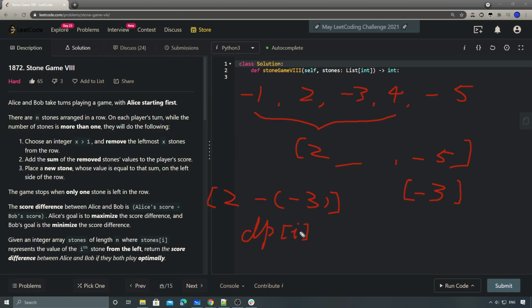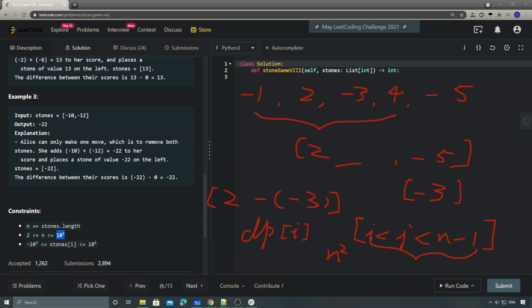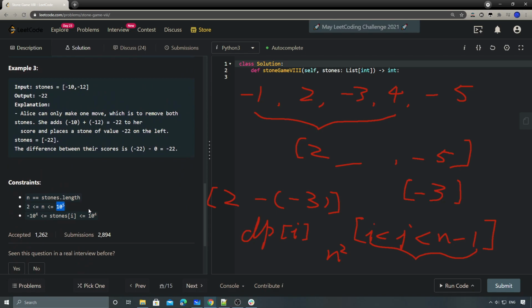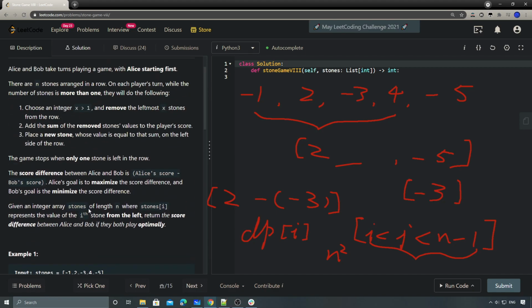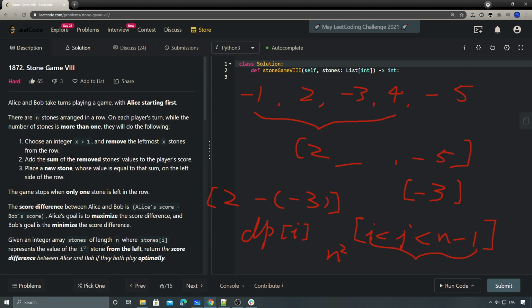So the naive solution will be, starting from i, we'll try all the possible j, between i and n minus 1, something like this. Then we'll take the maximum value of all of them. That's going to be a naive approach. Obviously, this one is going to be n square time complexity, because for each one we're going to try everything in this range. And that will TLE given this kind of range here, right? Which means we need a better solution, and that's why this one is a hard problem, right?